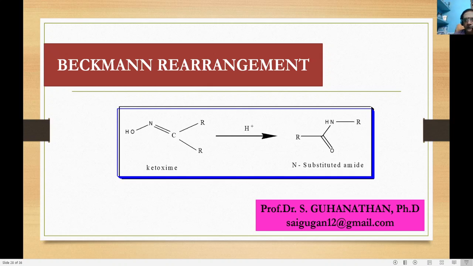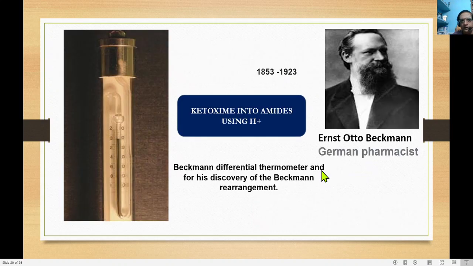Welcome all of you. We will have a discussion about Beckmann rearrangement in this video. What is Beckmann rearrangement? It is a conversion of ketoxime into amides using H plus acid induced conversion. The acid induced conversion of ketoxime into amides is simply called a Beckmann rearrangement reaction.